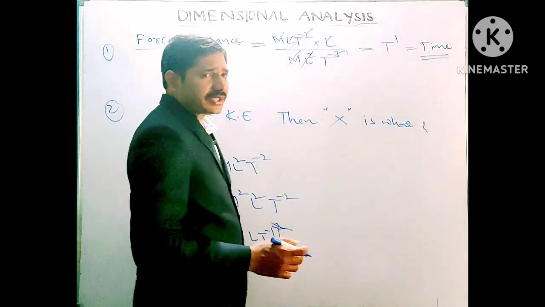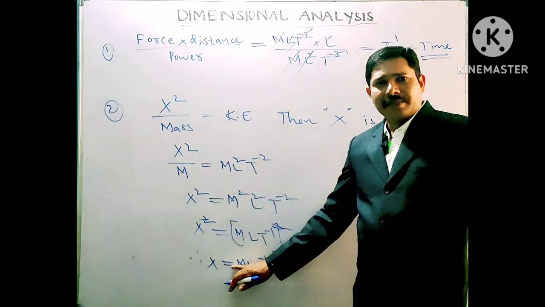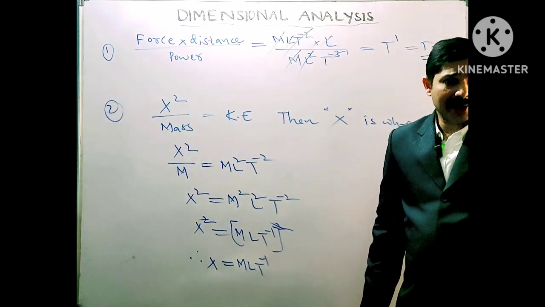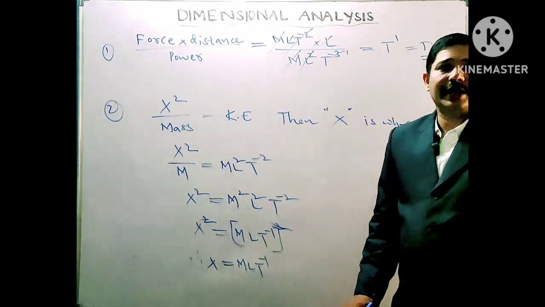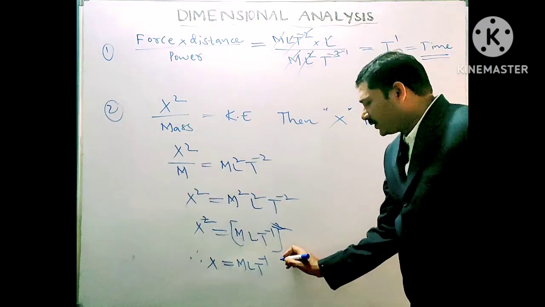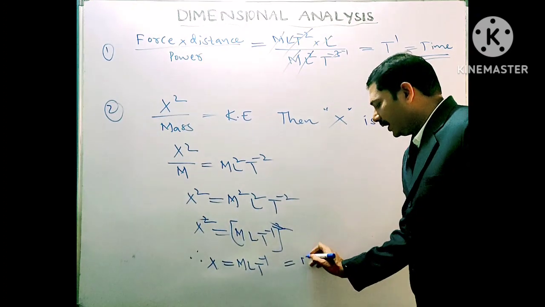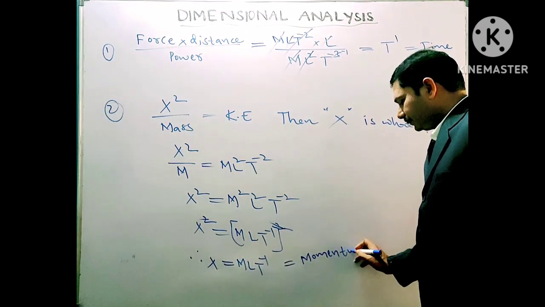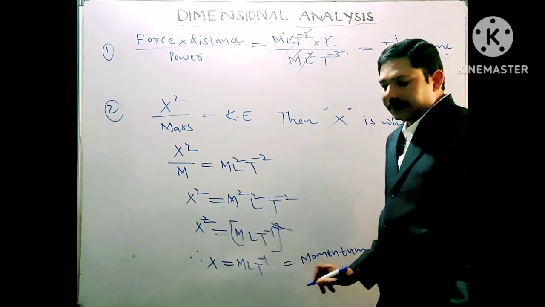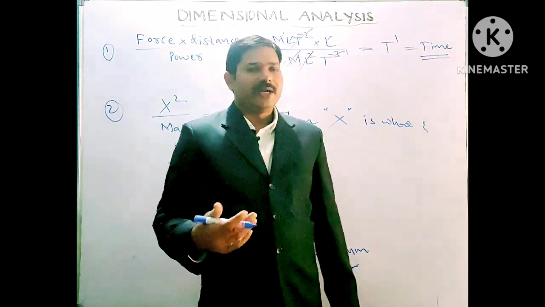Sometimes they will give options directly like MLT to the power of minus 1 or ML minus 1 T power of 1. Okay, different options they'll give. Sometimes they'll give this physical quantity name also. Actually this physical quantity name is what? Momentum. Mass into velocity. Momentum. So momentum is the correct answer. Okay, so here just for sample purpose I showed these two problems.